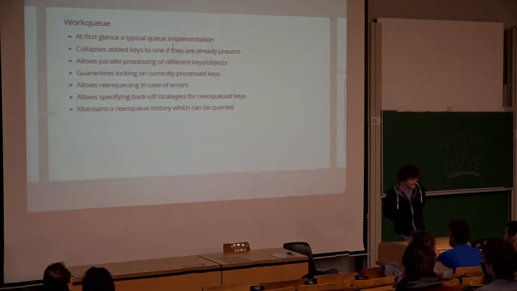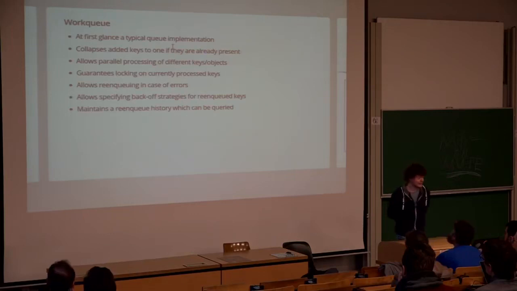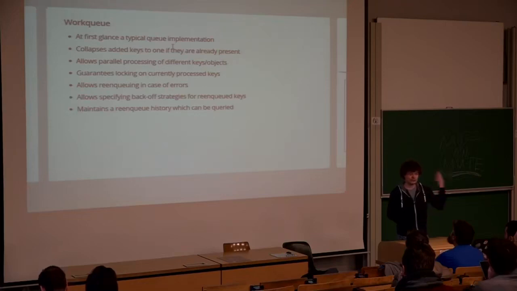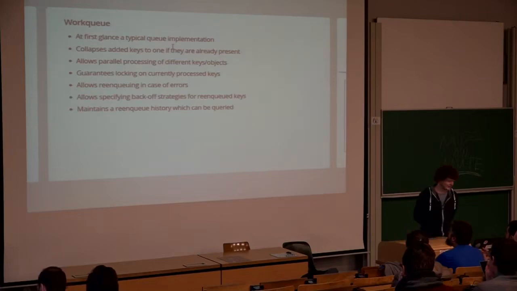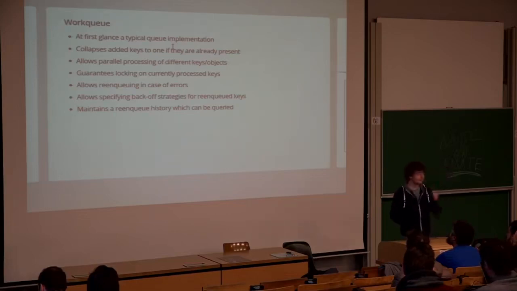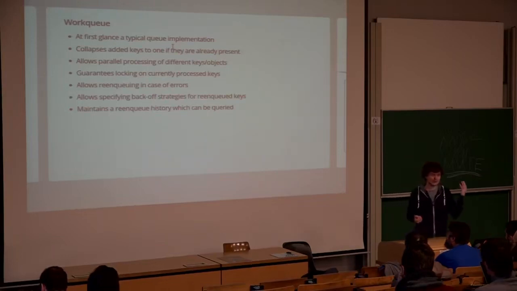A work queue at first glance looks like a completely typical queue implementation. You put an object in, you get the object out, in the same first in, first out order. But it has a few optimizations which make writing controllers very convenient. The first one is, and I'll show you details after I go through the list, if you get multiple updates for the same object, they're all collapsed into one key, so you don't end up processing every mutation. It just collapses all the keys so you don't wake up the queue 5 times, because it's just not necessary.